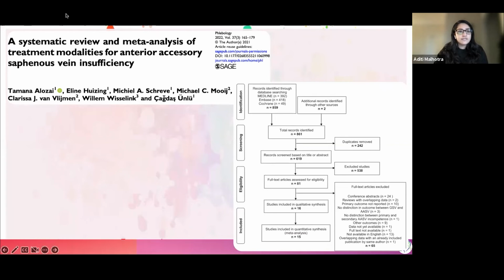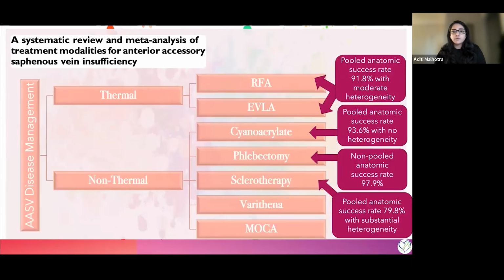And this is a systemic review, essentially taking a look at, it ended up being 15 studies, although initially they had started out with looking at over 800 studies. And what they wanted us to draw from their conclusions were that the pooled anatomic success rate of thermal modalities, meaning RFA and EVLA, were 91.8% with moderate heterogeneity.